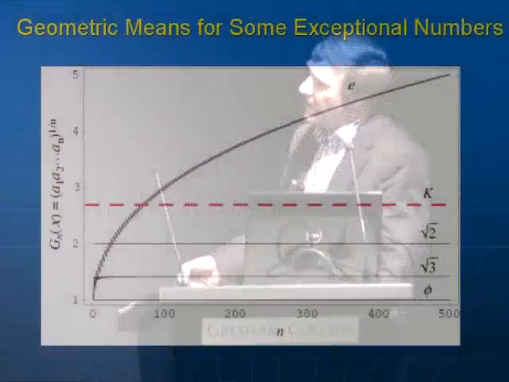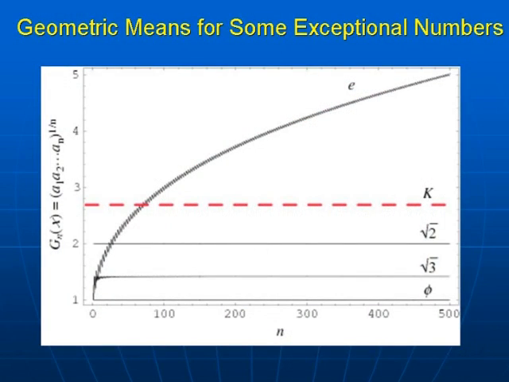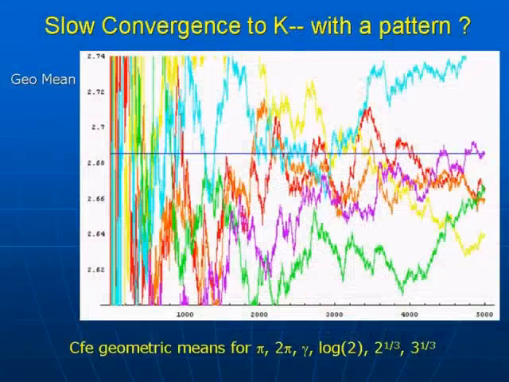Here's another picture. Same quantity, okay, geometric mean, it's being called n on this picture. And what we're looking at here is e. We've seen that grows like n to the third. That's exceptional. Here's the value of Khinchin's constant, the 2.68 roughly. And here's what happens if you look at root 2, root 3, and the golden ratio. So these are all exceptional quantities which don't approach this universal constant. Here's some that do. Okay, so here's pi again, from the top down, 2 pi, this is the Euler constant, the natural logarithm of 2, cube root of 2 and the cube root of 3.